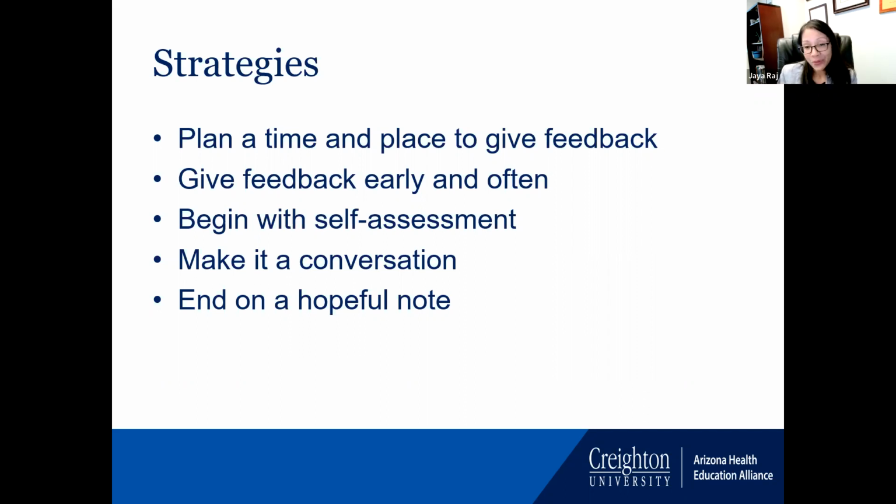I think, again, beginning with a self-assessment and getting them talking first, and particularly getting them to identify their own gaps in knowledge or performance, is really helpful in avoiding their natural sense of becoming defensive or shutting down or feeling shame. And then making it a conversation. It definitely makes it less awkward, less uncomfortable if you're just having a conversation, asking them questions, being curious, being supportive, and then ending on a hopeful note.